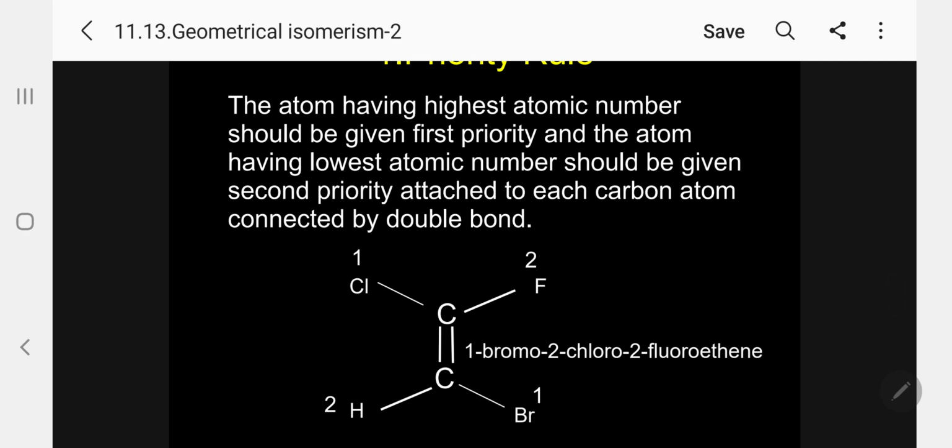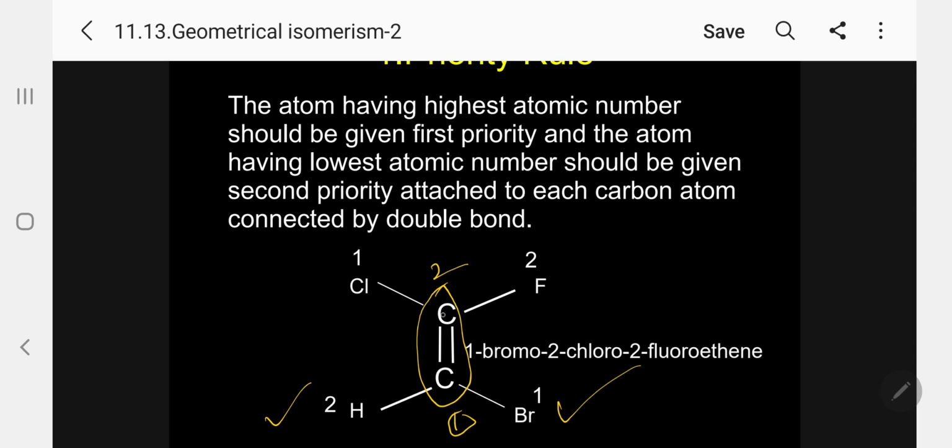What is the meaning of this? You take a carbon-carbon double bond. First you consider alphabetically, this is number 1, this is number 2, according to the IUPAC name. Now what I am doing here, let me take the first carbon and compare hydrogen and bromine. Which atom has the higher atomic number? Bromine is number 1, hydrogen is number 2.